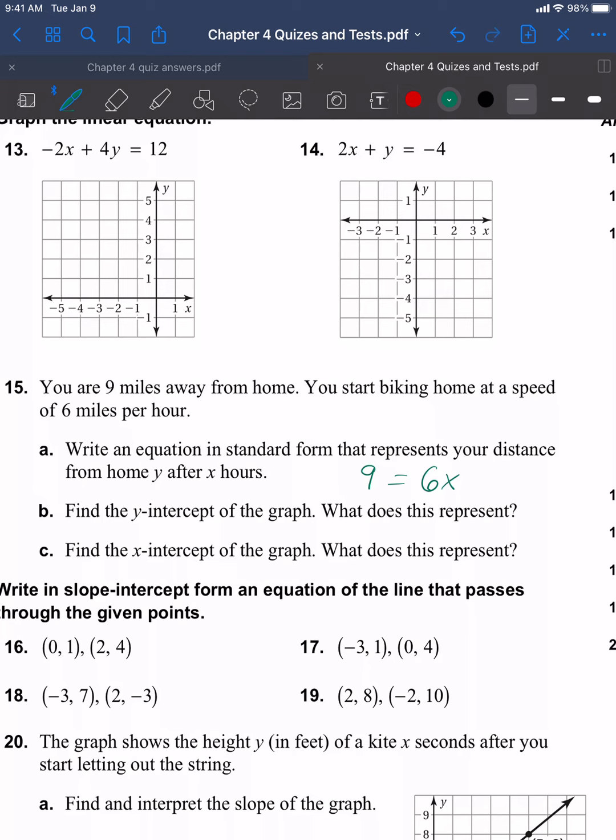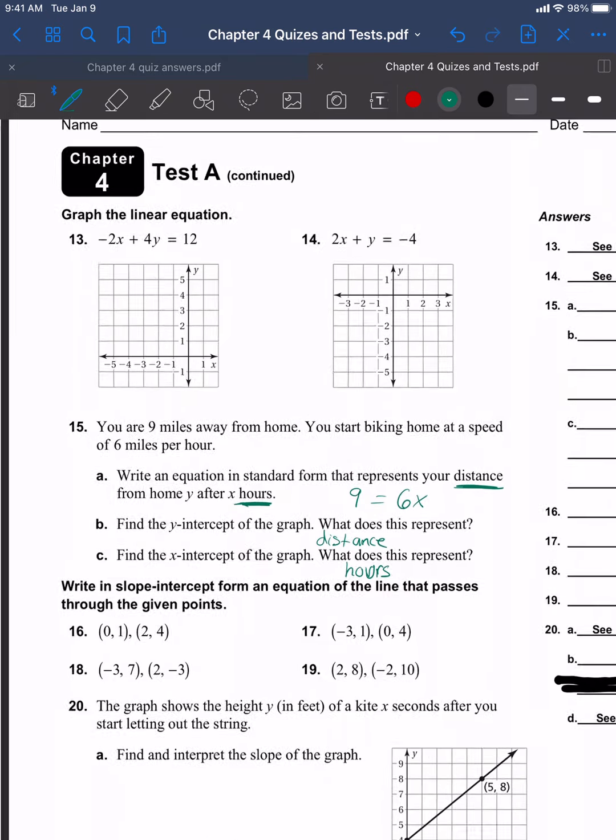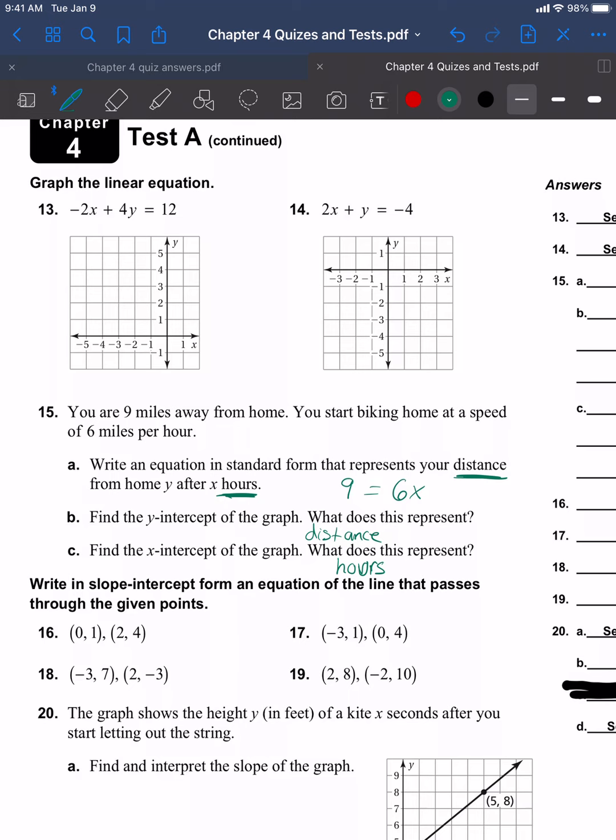Find the y-intercept of the graph. What does y represent? The distance from home. Yep. What does the x represent? The hours. H-O-U-R-S. Okay, now I just gave you the answer to number 15 on the actual test. Hopefully you guys watch this and review it.